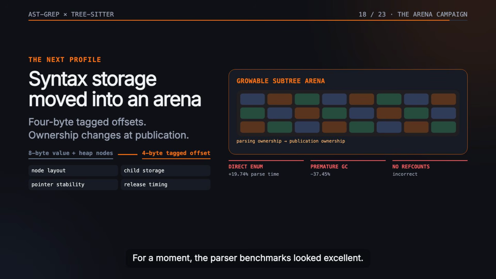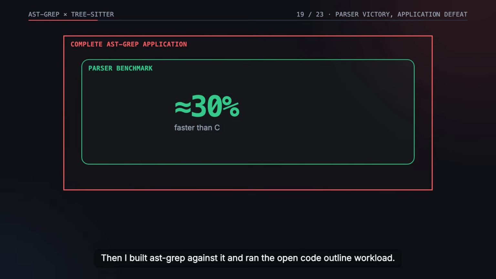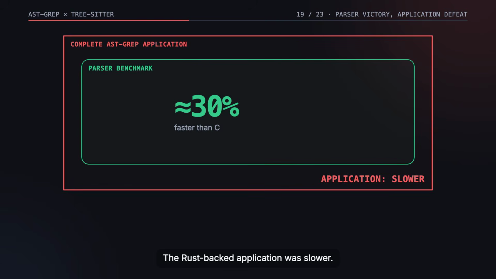For a moment, the parser benchmarks looked excellent. At the combined checkpoint, the Rust parser was roughly 30% faster than C. Then I built ast-grep against it and ran the open code outline workload. The tool parsed every TypeScript file in the repository and walked each completed tree to extract an outline. The Rust-backed application was slower.